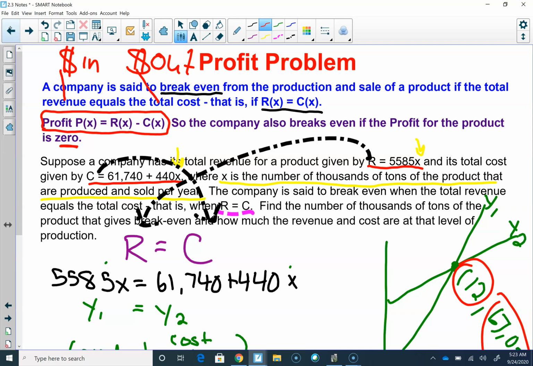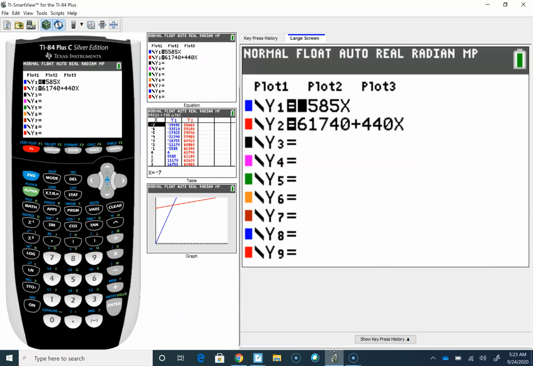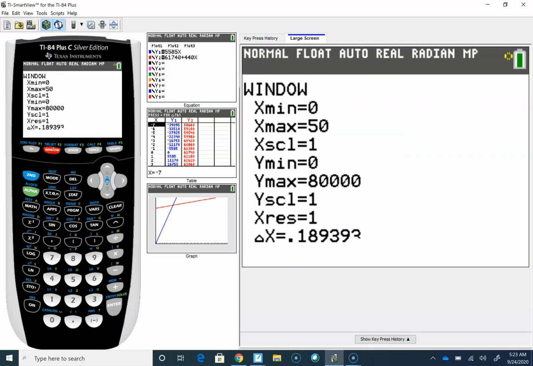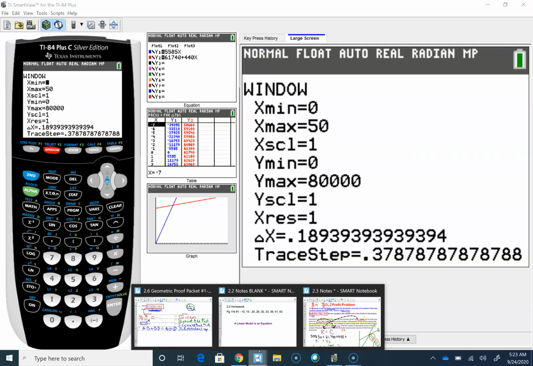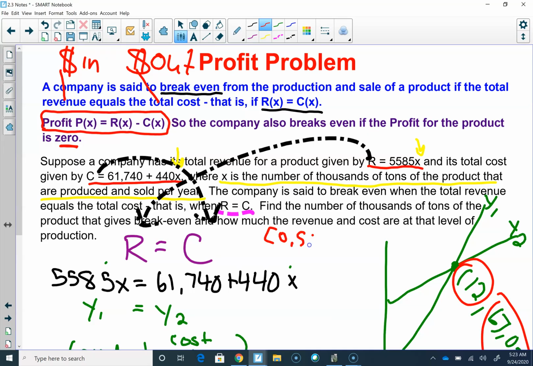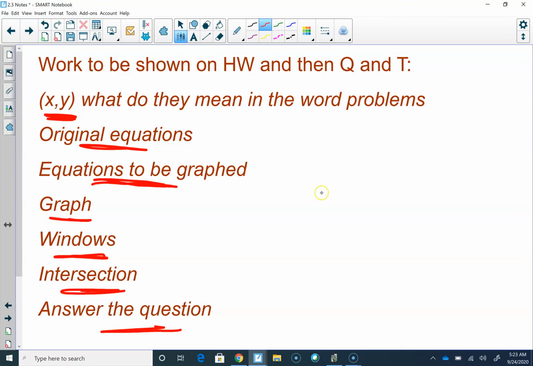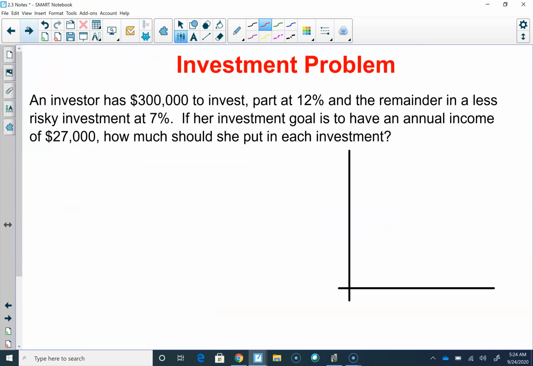And the only thing I didn't put on here was my window, which I believe was 0 to 50 and 0 to 80,000. When you're dealing with really big numbers, please put commas in there for me so I don't have to count all those zeros. And that is the work that I'm looking for. It'll be reproduced on our test, so do them in your homework so you get really good at it.